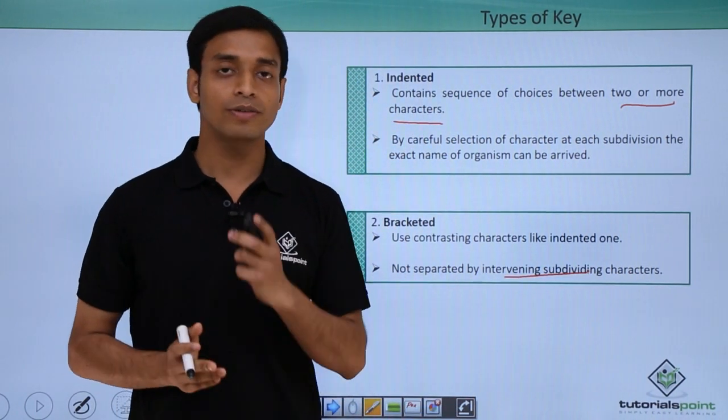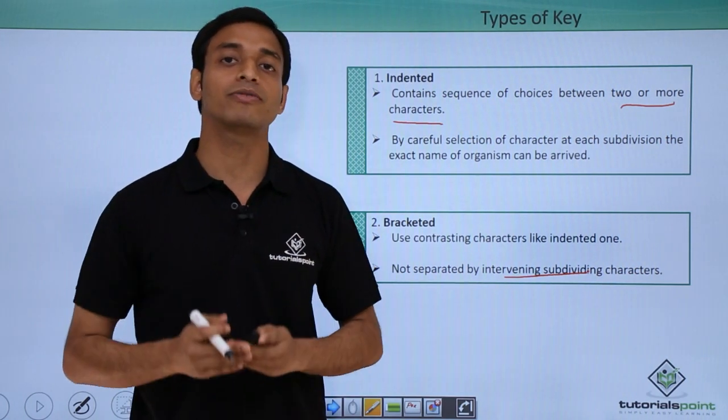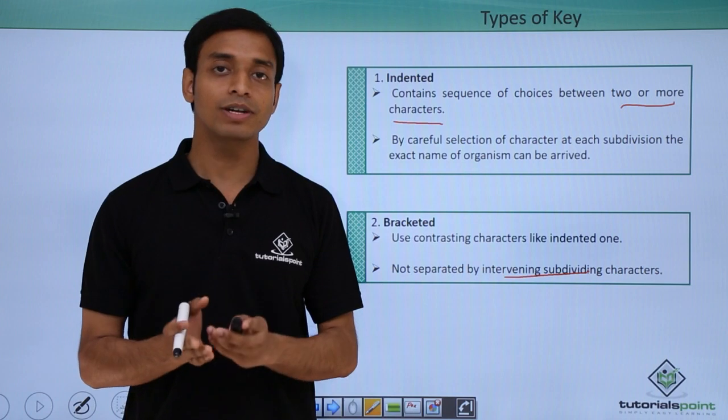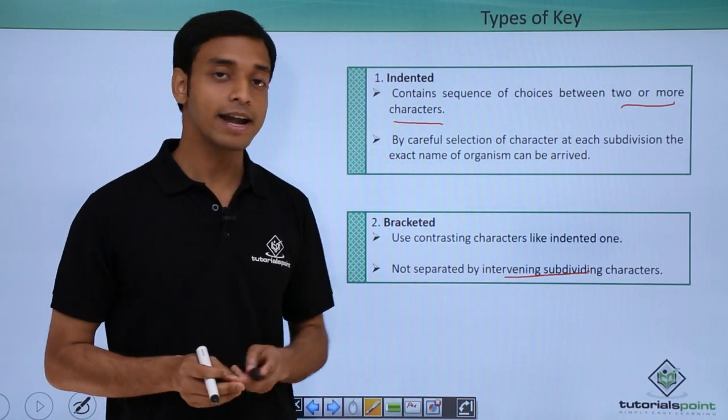So in this video we have talked about a taxonomical aid which is key, which is a very important analytical type of calculation, and we have talked about the two different types of key that can be done, that is indented key and bracketed key.